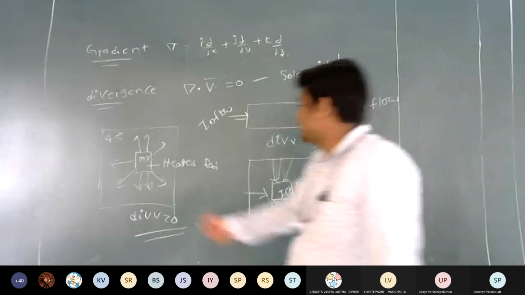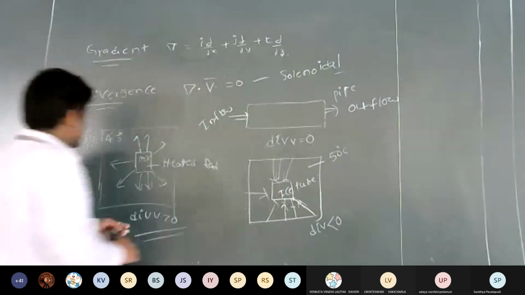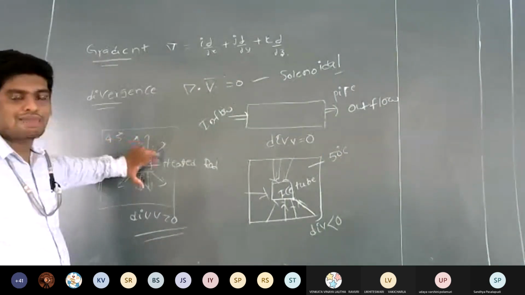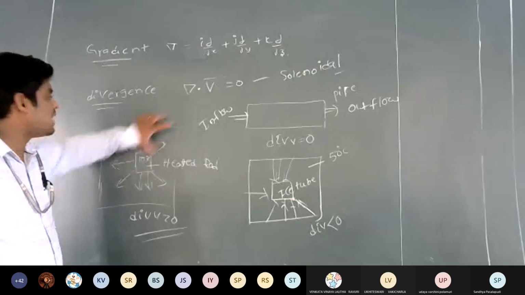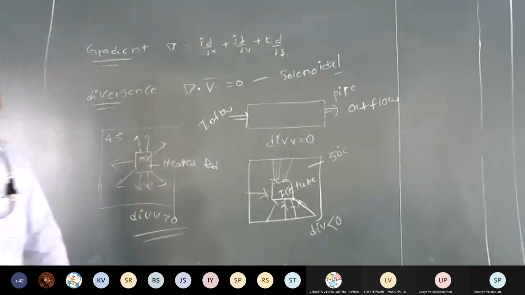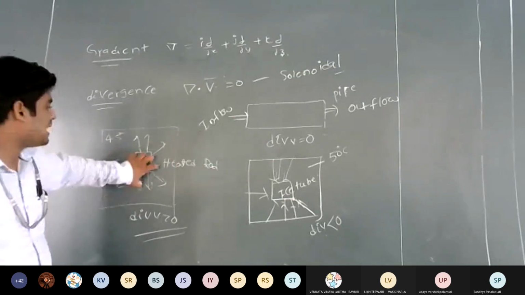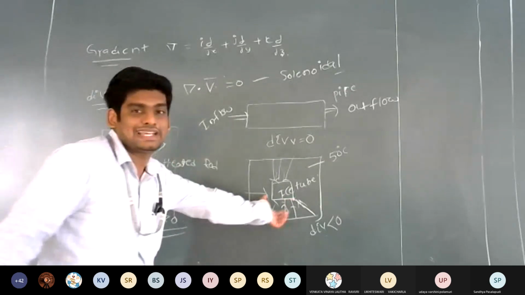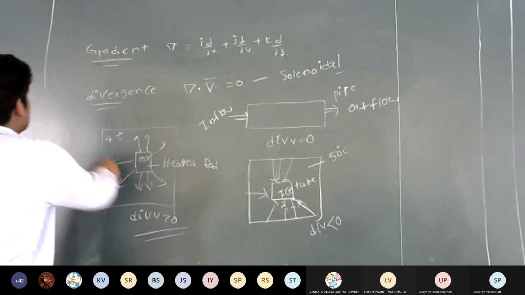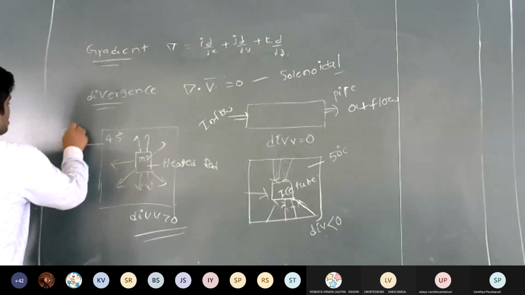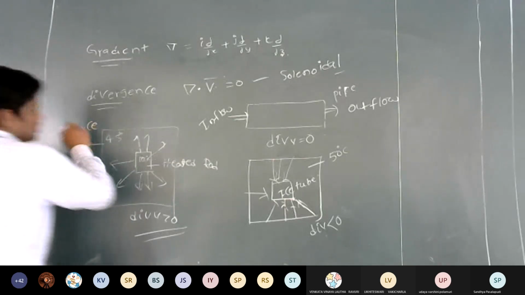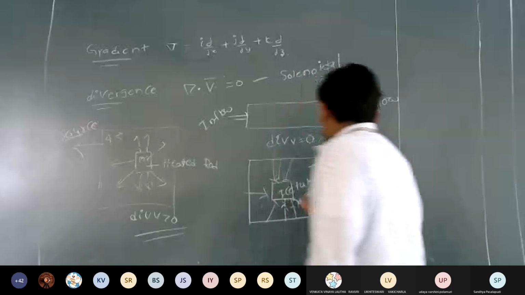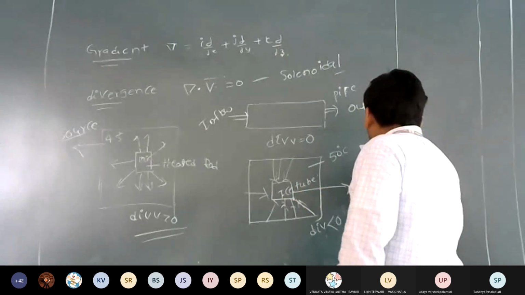So here the divergence is greater than zero, meaning the temperature changes from hot body to cold body. That body is giving, and this one is taking. This is also called a source. And this is called a sink.